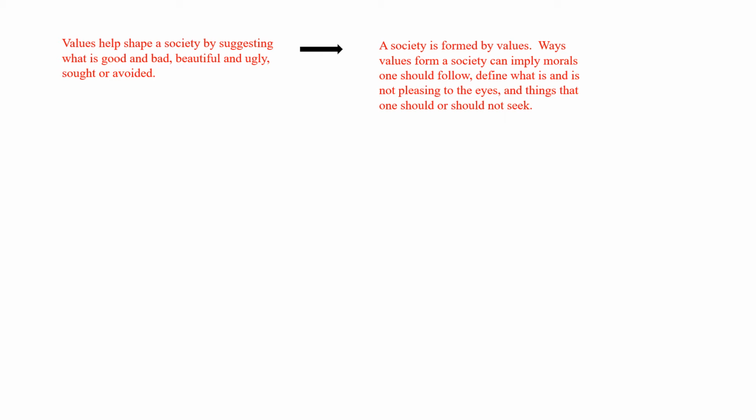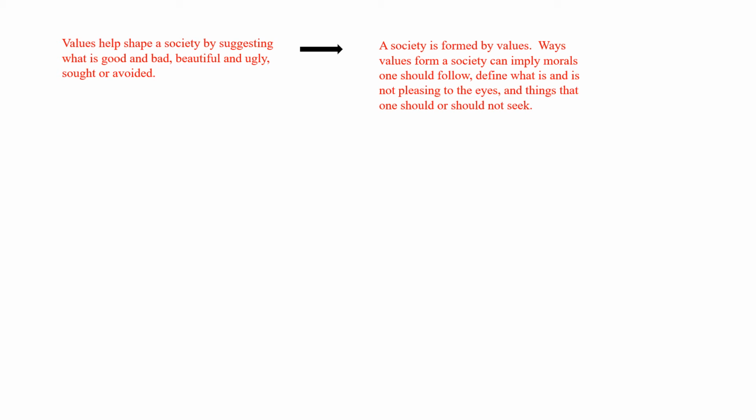And in my paraphrase, because I use my own words, I chose to be a little bit more wordy with how I described it. And notice how it uses, for example, words like good and bad. So instead of me using the same words, I put down morals one should follow, and then beautiful and ugly, I put down define what is and is not pleasing to the eyes. So again, I'm using my own words.